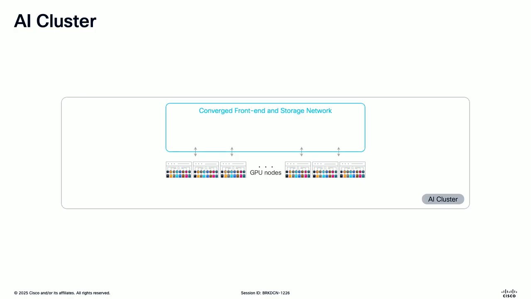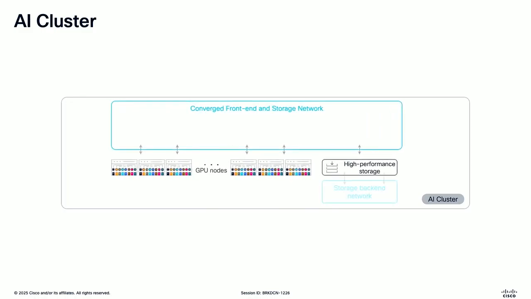Now, of course, when we have storage networks, we must have storage. So typically, this is high-performance storage because GPUs are running so fast, we don't want to make them wait for data read and write to happen. So there must be high-performance storage. And there must be, or there may be, a back-end storage network as well, depending on the kind of storage platform you use.